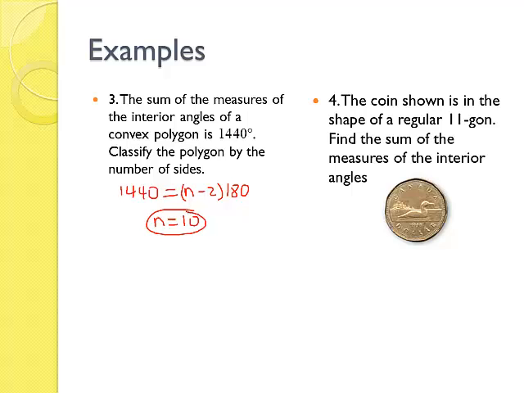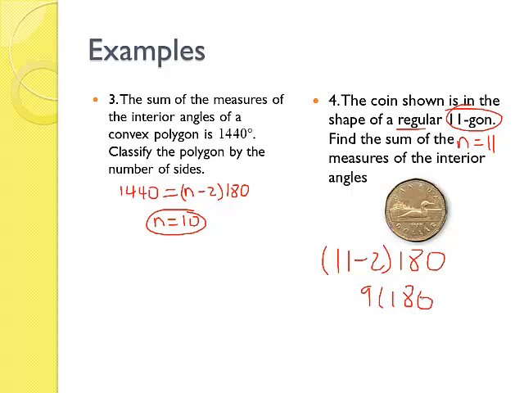For the fourth example, it says the coin shown is in the shape of a regular 11-gon. So find the sum of the measures of the interior angles. So again, 11-gon, that means that our n is equal to 11. We just plug it into the formula. So we have 11 minus 2 times 180 degrees. So 9 times 180. If you do 9 times 180, you should come up with 1620. Okay, use your calculator for this. Don't try to do it by hand. It just saves you a lot of time. Okay, this is degrees.